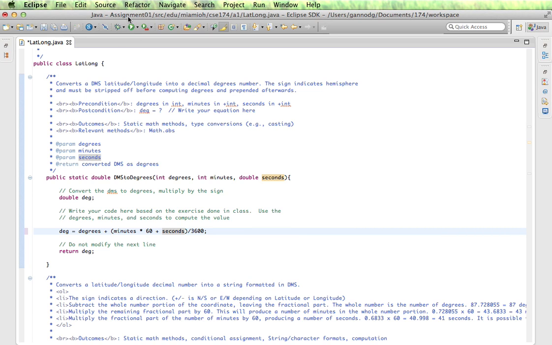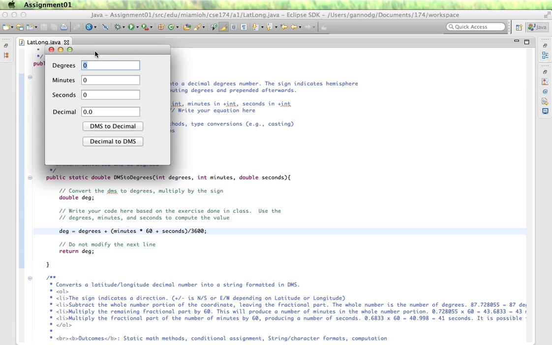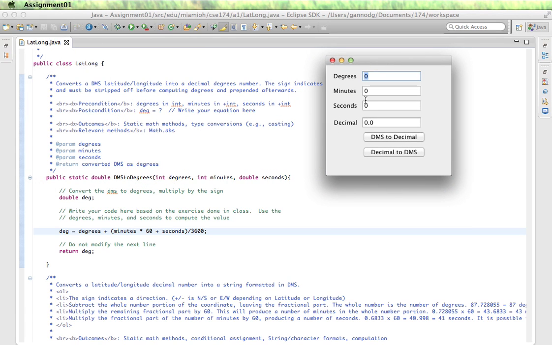So let's go ahead and run this part. Wait for my interface to come up. Here it is. Okay, so now I'm doing the DMS to degrees, and I'm going to convert 38, 53, 23.035, do DMS to decimal, and so I get this value of 38.88973. So anyway, that's the first part of the solution.